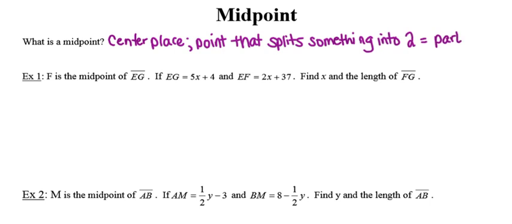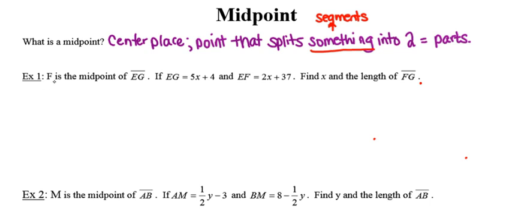Now, because lines and rays extend indefinitely, in other words, they go on forever and ever, it's impossible to find the center place of a ray or a line or even an angle. So the particular something that we're splitting into two equal parts when we talk about a midpoint is actually a line segment. Line segments are the only geometric shape that I know of that have midpoints. All right, so let's go ahead and take a look at some line segments and their midpoints.